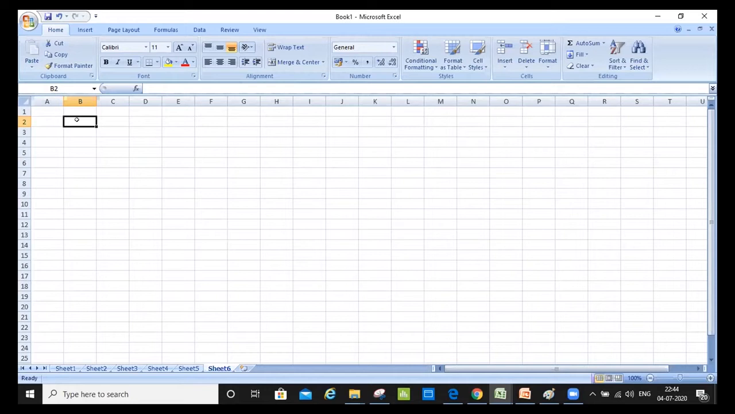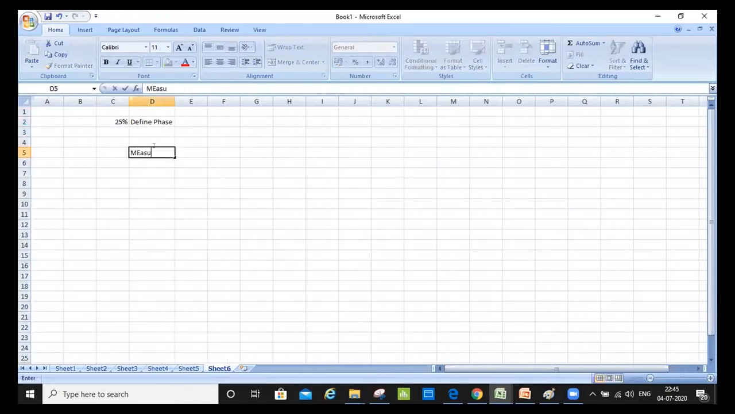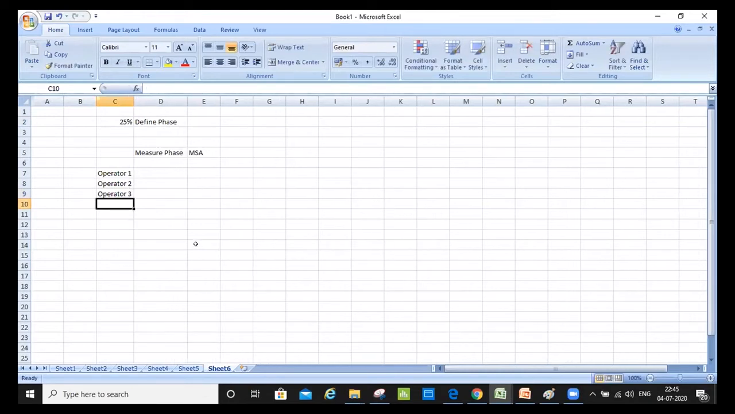Very good question. So what she's asking is, there is data which was extracted in the first stage, wherein we say, I hope you can all see my Excel sheet. Yes. 25% is what we said at the define phase. And during the measure phase MSA, we had operator 1, operator 2, operator 3, and there is a standard also.